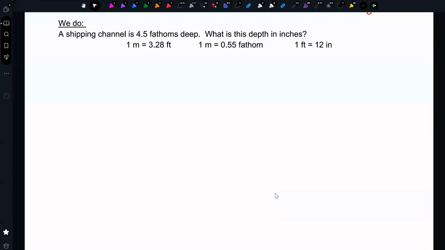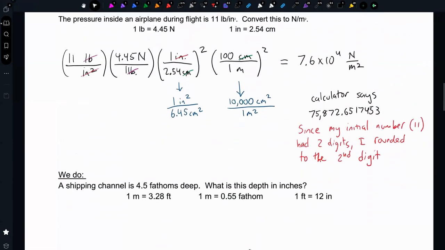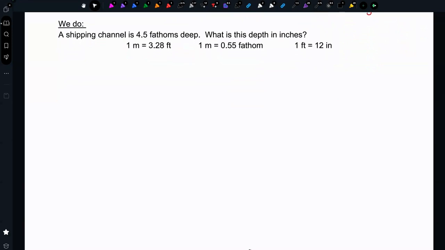Okay, we're going to do our first we do problem. So every time you have one of these problem sets, there's going to be an I do problem, which you have up above, where we've written out a solution for you that you can hopefully follow. And then there's a we do problem where there'll be a video walking you through how that problem gets done.